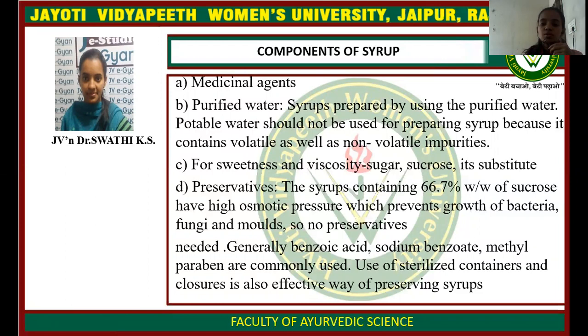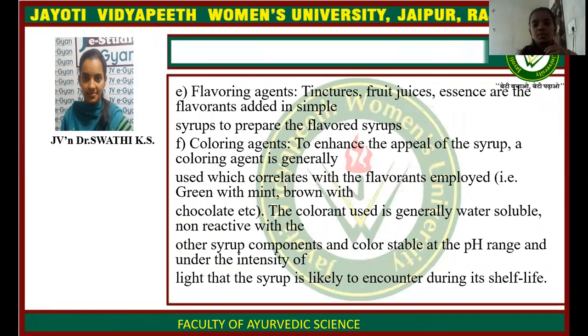And as preservatives, a syrup containing 66.7 percent of sucrose has high osmotic pressure, which prevents the growth of bacteria, fungi, and molds. So no preservatives are needed, but generally benzoic acid, sodium benzoate, and methyl paraben are commonly used. The use of sterilized containers and closures is also an effective way of preserving the syrup.